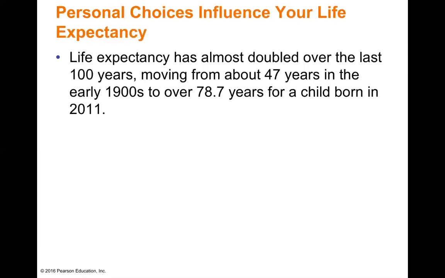So think about this: just over 100 years ago, which isn't a lot. This is in one lifespan. Someone over 100 years ago, about 47 years difference in the early 1900s, and then it increased to 78.7 years for a child born in 2011.